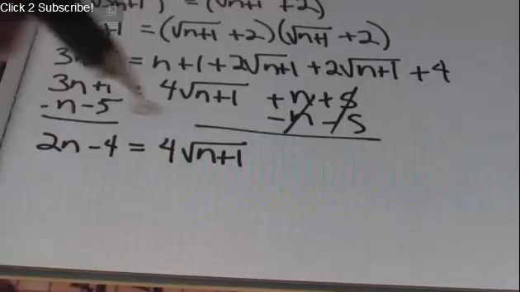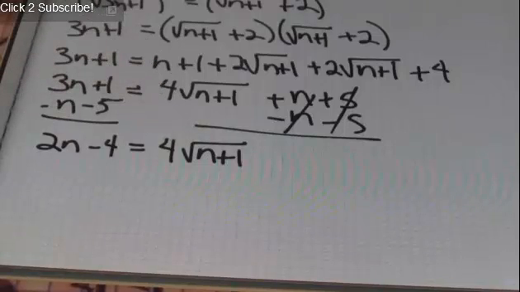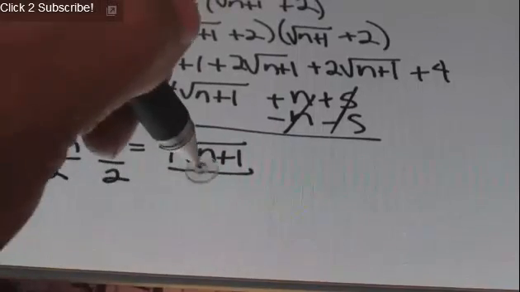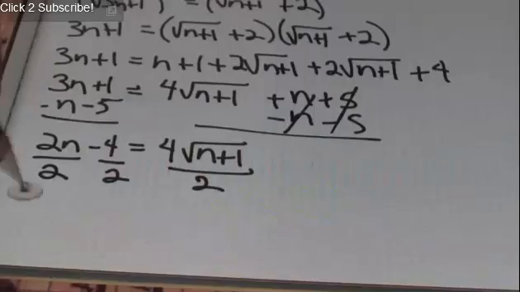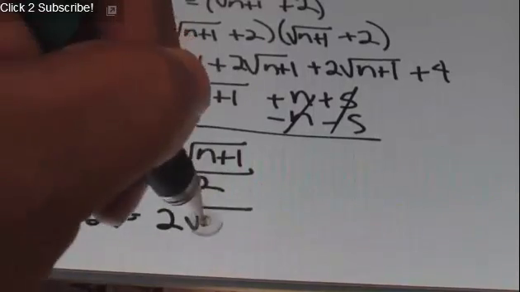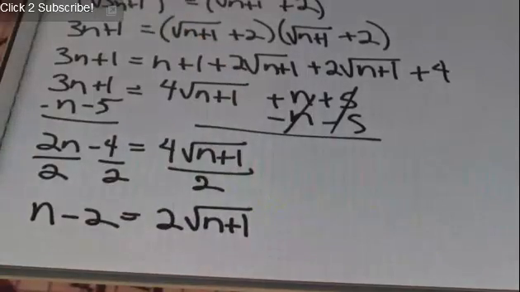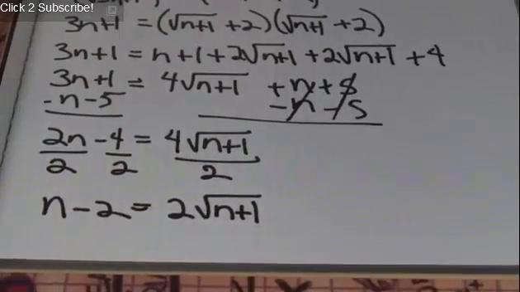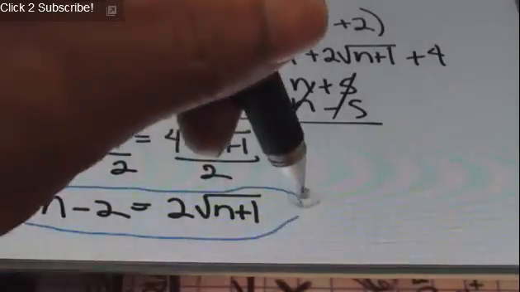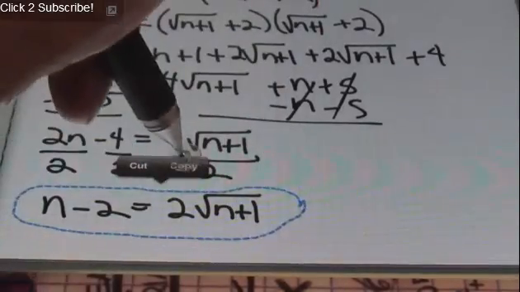From there, I'm noticing that all three terms can be divided by 2, so I would prefer to have this simplified as much as possible. So I'm going to divide every single term here by 2 to end up with n minus 2 equals 2 times the square root of n plus 1. All right, that's what I have thus far, ladies and gentlemen. Let's go ahead and take this to another page here. All right, so let's go ahead and copy that.